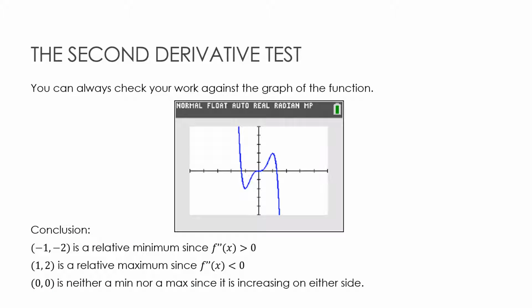Again, don't hesitate to check your work against the actual graph of the function. I've graphed the original function. I had found the point -1, -2 was a minimum, and that is certainly shown in my graph. 1, 2 was a maximum, again shown in my graph. And then 0, 0 did exactly what I said it was going to do. It increased, evened out, increased again. So we can always back it up based on the graph of our function.